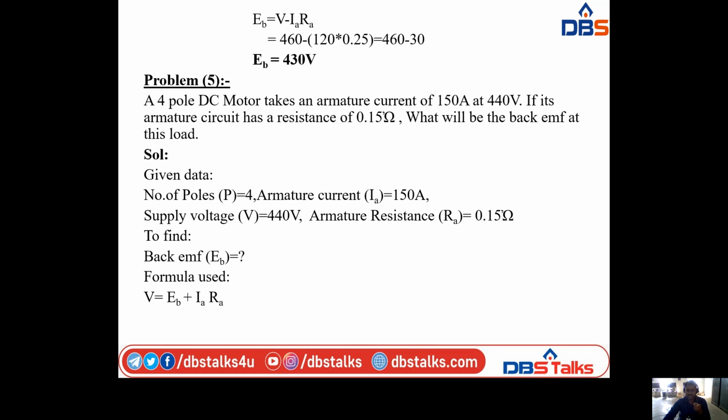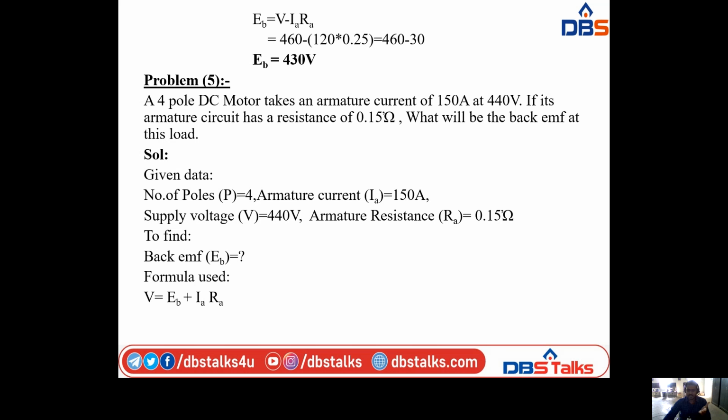Here, firstly I will note down the given data. From this problem, the number of poles P is equal to 4, because they gave a 4-pole DC motor. Coming to the armature current, they gave 150 amperes, supply voltage V is equal to 440 volts, and armature resistance is 0.15 ohms. We have to determine the back EMF.